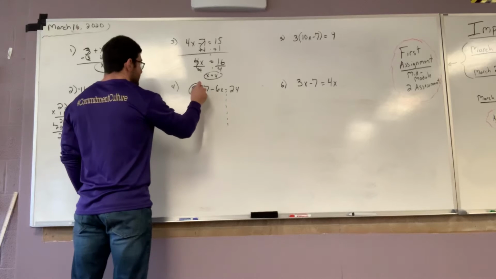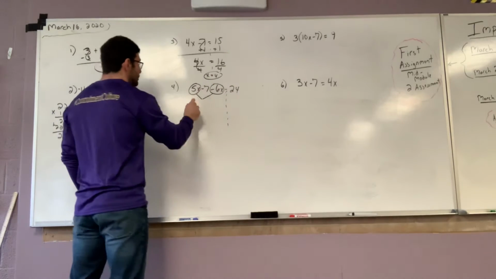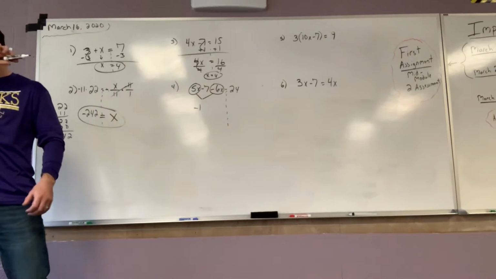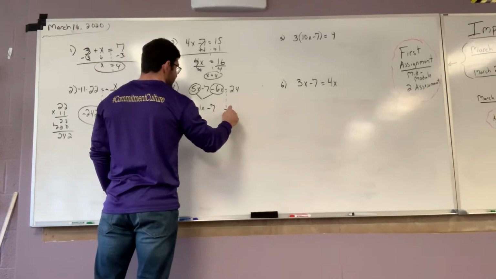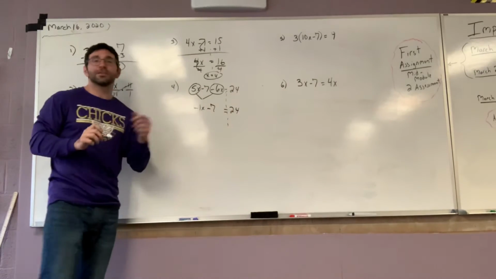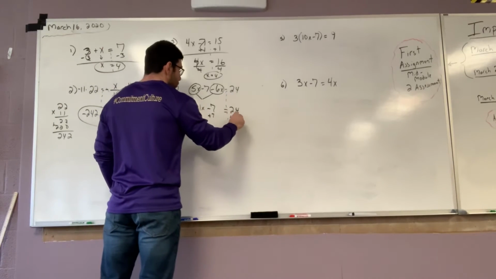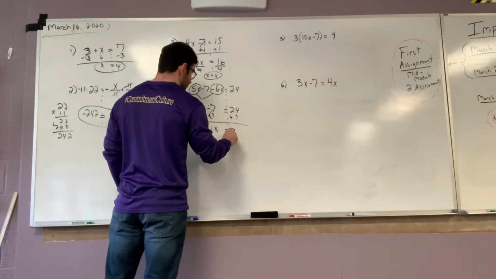Okay, combining like terms. I have 5 x's. I have negative 6 x's. So now we combine: 5 minus 6 is negative 1. That leaves me with negative 1x minus 7 equals 24. You always have to do everything that you can to one side first. Move the constant. That leaves me negative 1x equals 31.